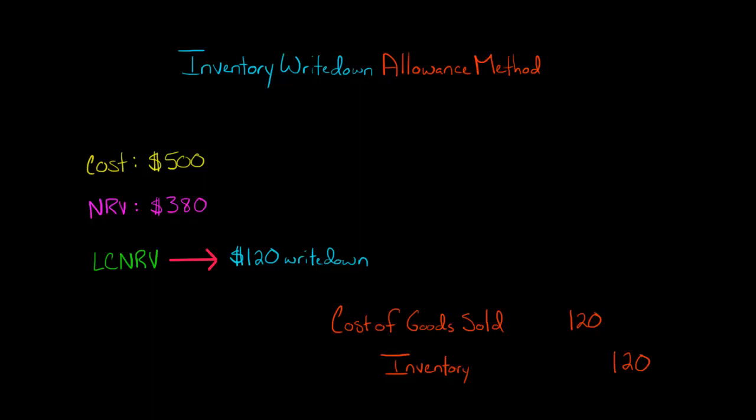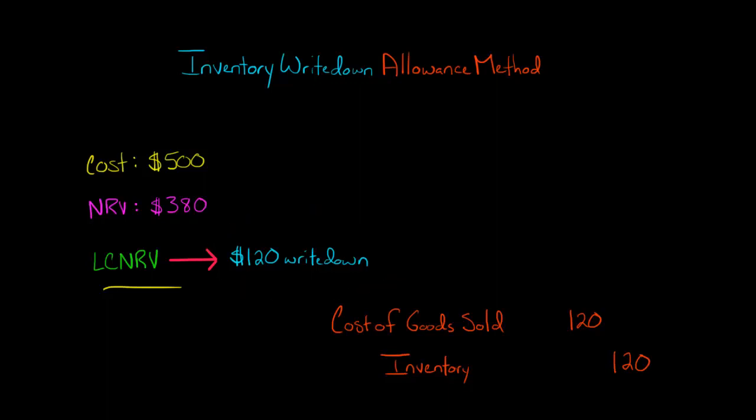In this video, I'm going to show you how to use an allowance account for inventory write-downs. So let's say you've got some inventory that originally cost $500 and the net realizable value of the inventory is $380. So assuming we're using the lower of cost or net realizable value rule, there's going to be a $120 write-down.